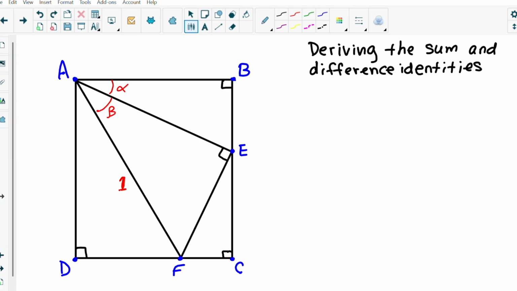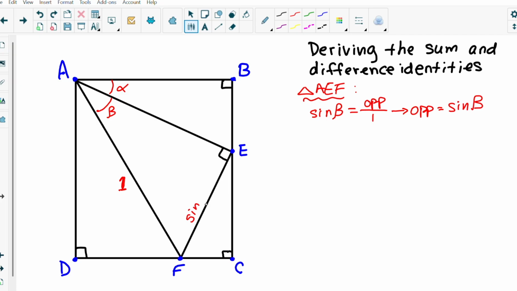All right, so using a series of just basic right triangle trigonometry and some properties of angles, I'm going to derive sum and difference identities. So let's get started here. For triangle AEF, I'm going to take the sine of beta, and I'm looking at this opposite side. So sine of beta equals opposite over hypotenuse, which is just 1. And that means that the opposite side is equal to sine of beta. So making that hypotenuse 1 greatly simplifies our derivation.